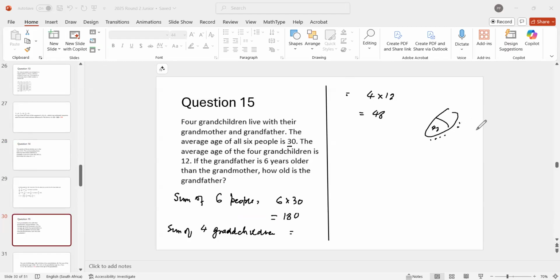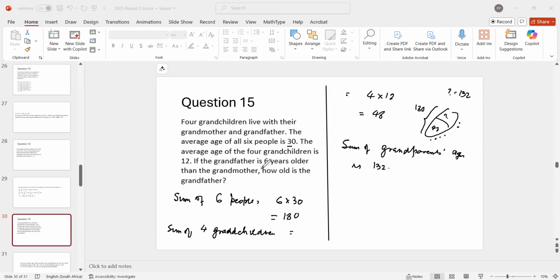And then you're left with only the grandparents. And the whole thing is 180. When you add the whole 6, you're going to get 180. So the extra is coming from the grandparents. So this will have to be 132. So the sum of the grandparents' ages is 132.